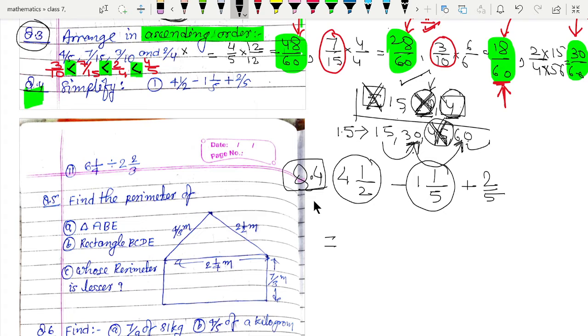And plus 2 by 5, is it a proper fraction or improper? Sorry, it is a proper fraction. The numerator is less than the denominator, so you cannot change it into an improper or mixed fraction. This is a proper fraction. Clear? Yes. Okay, now what to do here? Add or subtract.